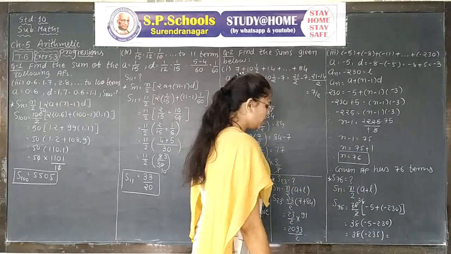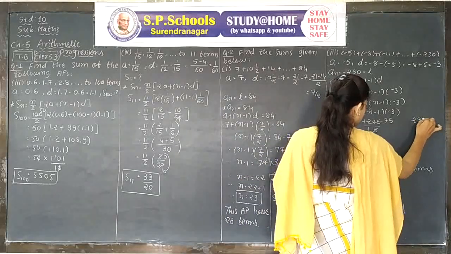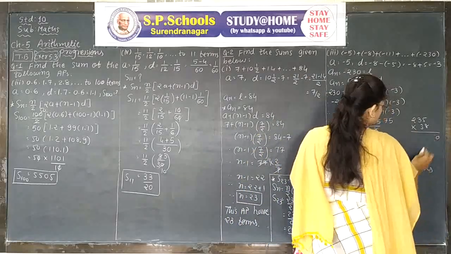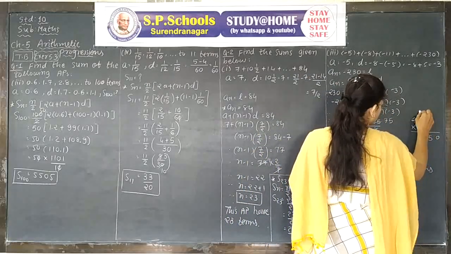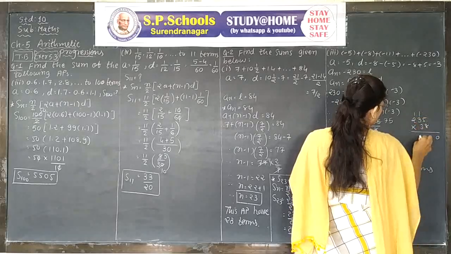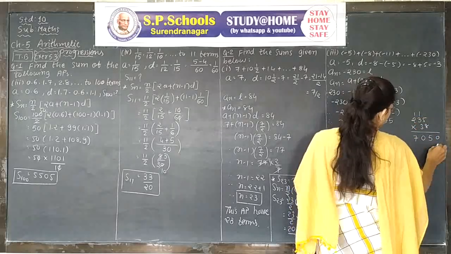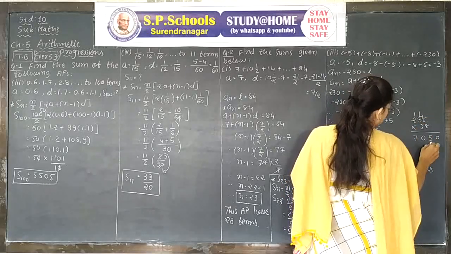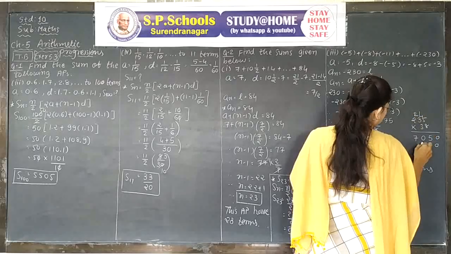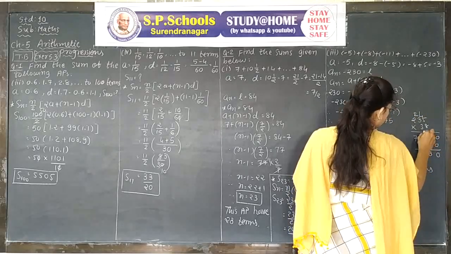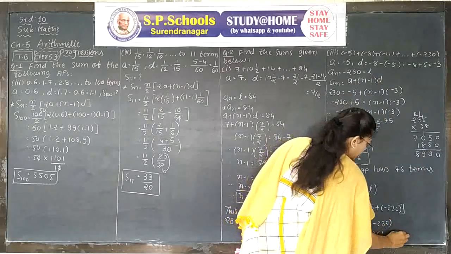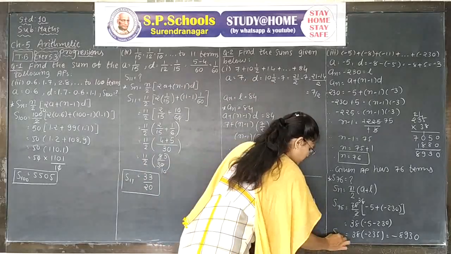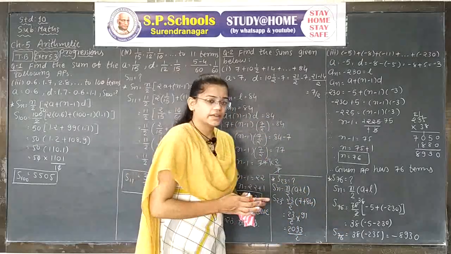Now we multiply 235 with 38. The answer is in negative. 0 as it is, 3 fives are 15, carry 1, 3 threes are 9, 10, carry 1, 3 twos are 6 and 1 is 7, 0, 8 threes are 24, 28, and so on. The result is minus 8930. It is the sum of the first 76 terms, that is, the sum of the given finite AP.